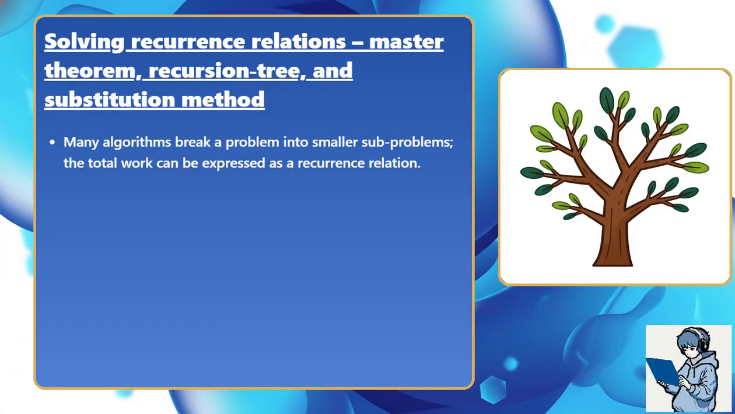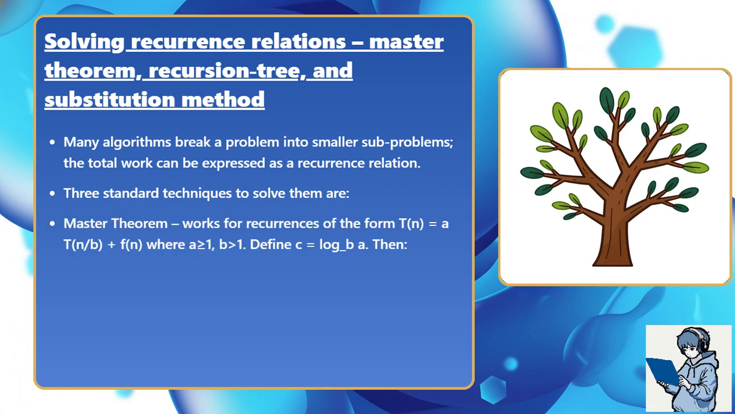Many algorithms break a problem into smaller sub-problems. The total work can be expressed as a recurrence relation. 3 standard techniques to solve them are: master theorem works for recurrences of the form T of n equals a times T of n divided by b plus f of n, where a is greater than or equal to 1 and b is greater than 1. Define c equals log base b of a, then.